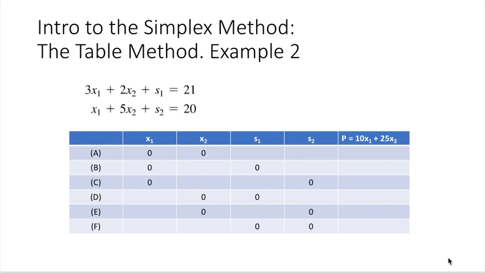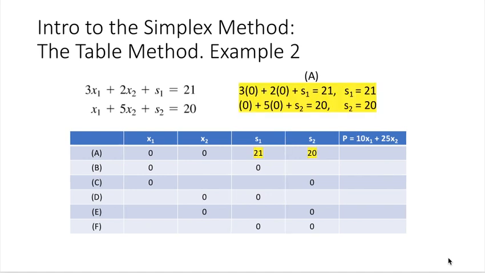So we're going to do row A first. In row A, we are going to substitute 0 for x1 and 0 for x2 in each of these equations. When we do that, we find out these are both 0, these are 0. So we get S1 is equal to 21 and S2 is equal to 20. That's where these values for S1 and S2 come from. Okay, on to row B.